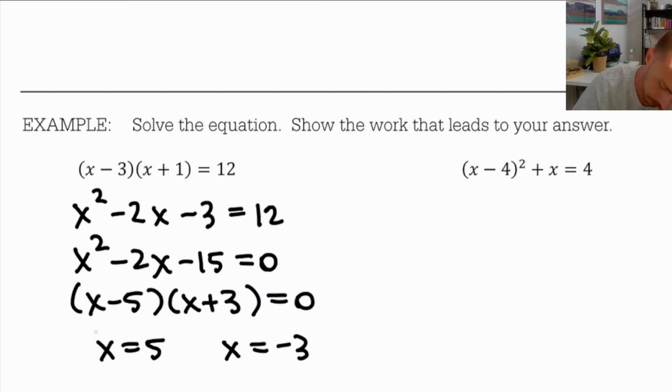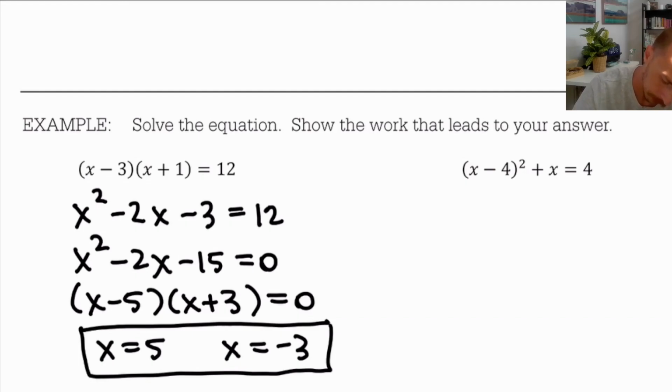If x minus 5 equals 0, that's only going to happen when x is 5, and if x plus 3 is equal to 0, I'm visualizing what number do I plug in there to make that thing 0, and that's going to be negative 3. Okay, now you try the one on the right on your own.